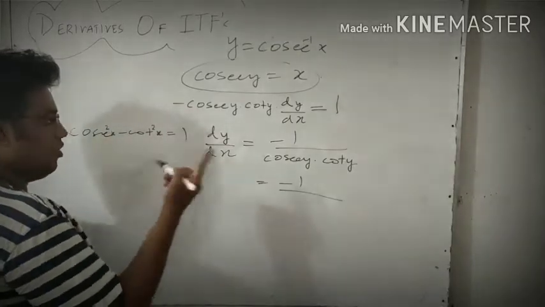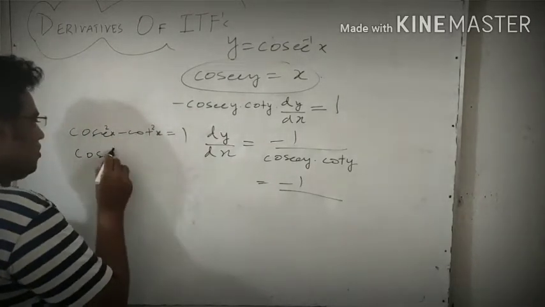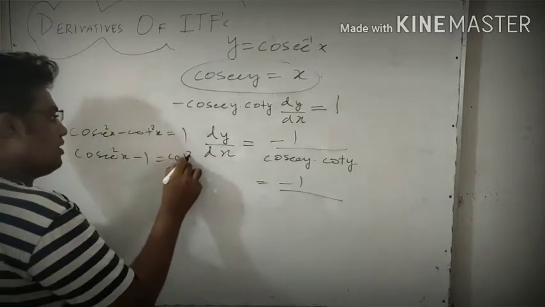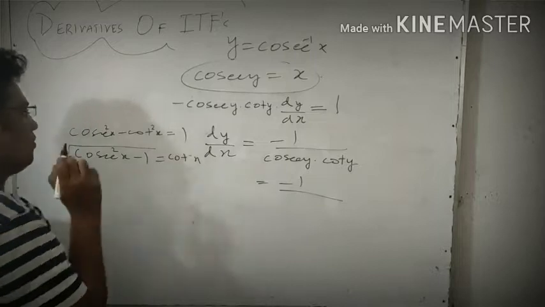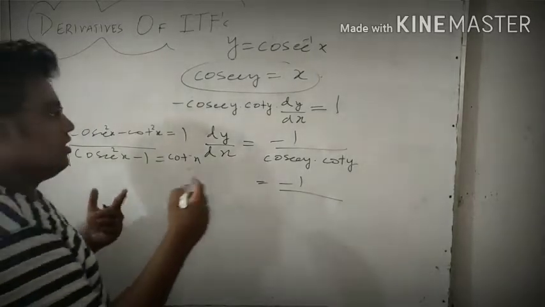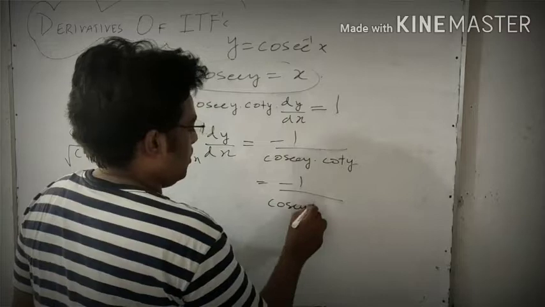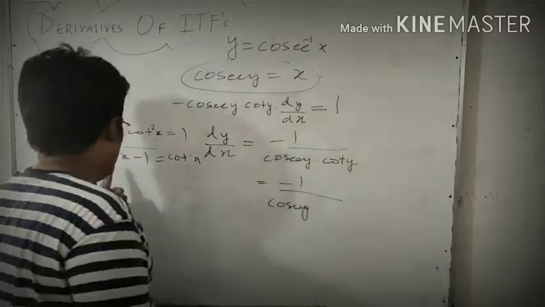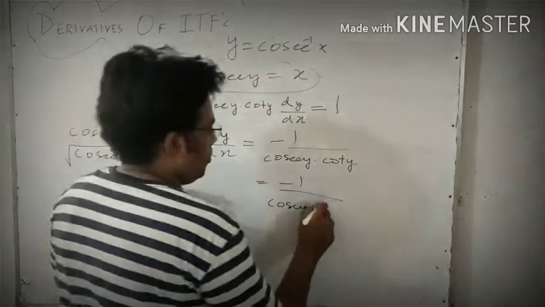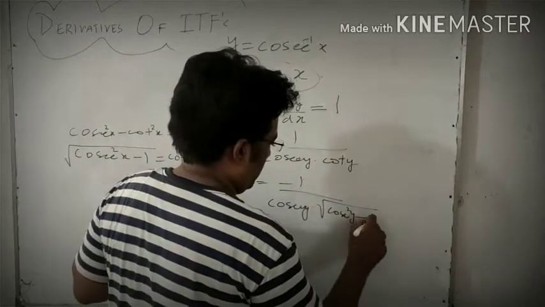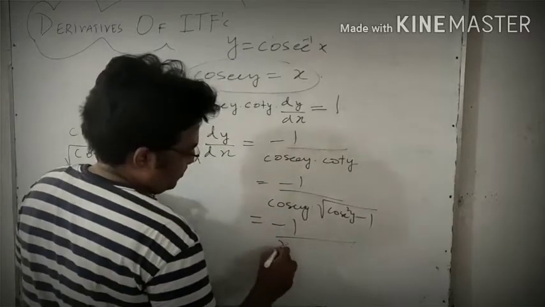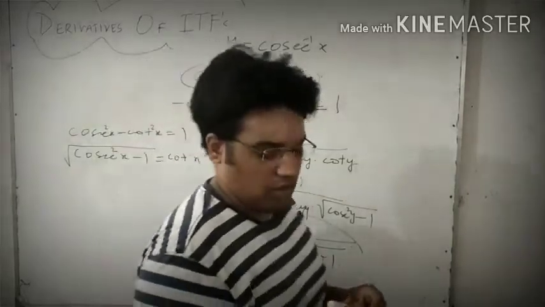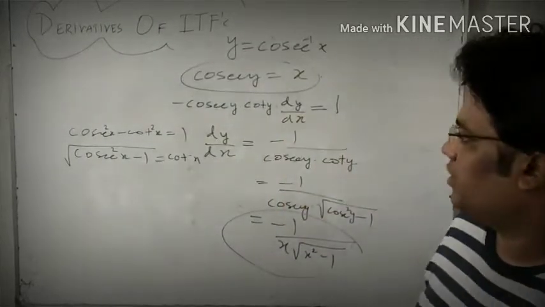So I need cot. Cosecant square x minus 1 equals cot square x. Finally, cot x equals root of cosecant square x minus 1. Just substitute that. Here I have x for cosecant, but not for cot, so I have written this formula. Root of cosecant square y minus 1. Finally, minus 1 by x into root of x square minus 1. That's the derivative of cosecant inverse x.